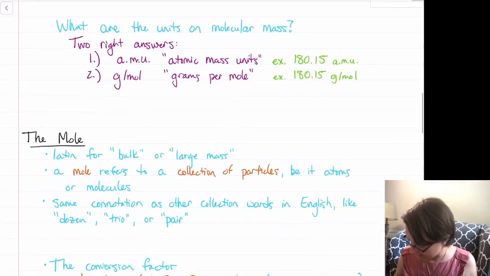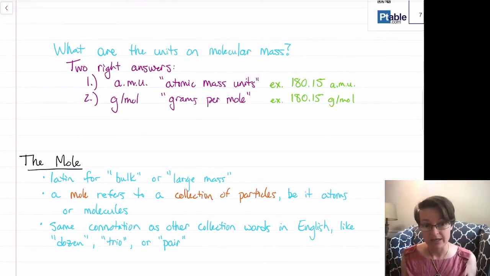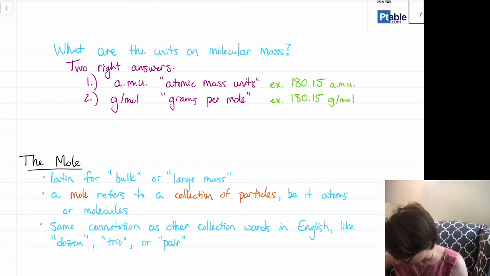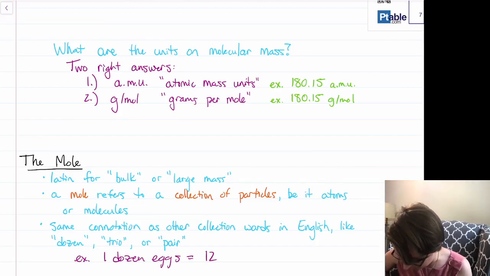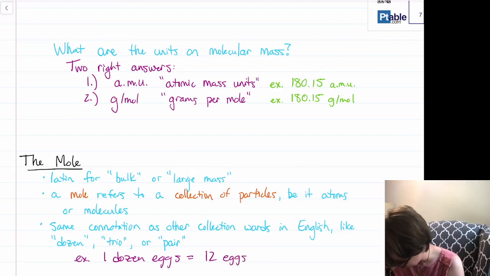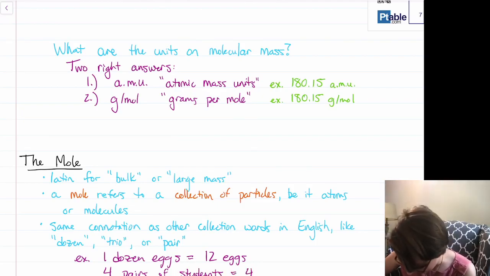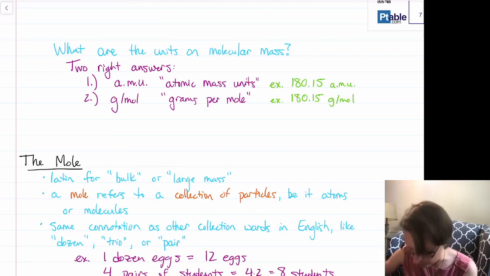This is the same connotation as dealing with collection words like you might be more familiar with in English, like the word dozen or trio or pair. So for example, if I have 1 dozen eggs, you know that I'm talking about 12 eggs. And if I have 4 pairs of students in class, well, you know that a pair is equal to 2, and so we have 4 times 2 equals 8 students total. So when we deal with moles, a mole is just going to refer to a certain number of particles.